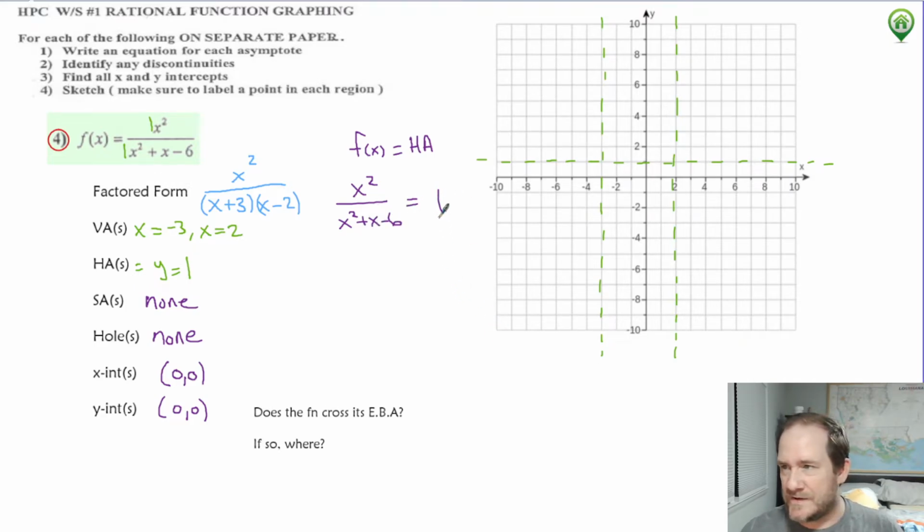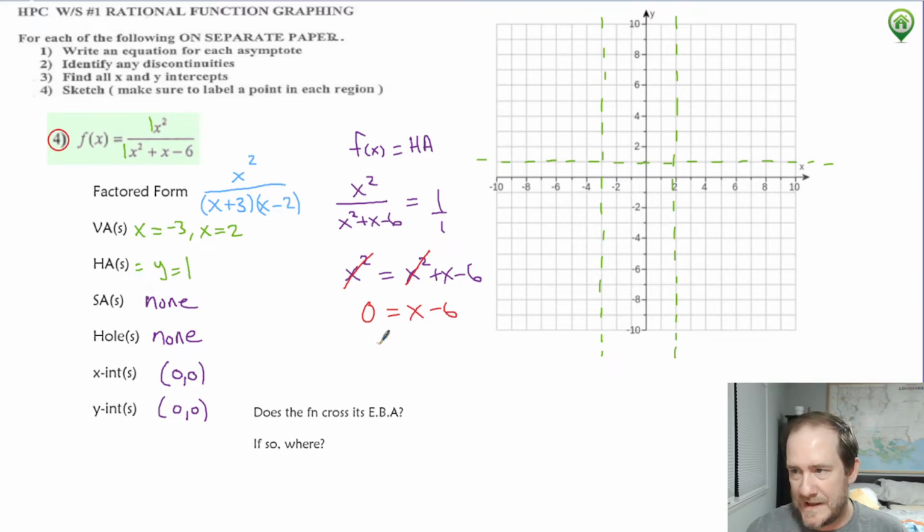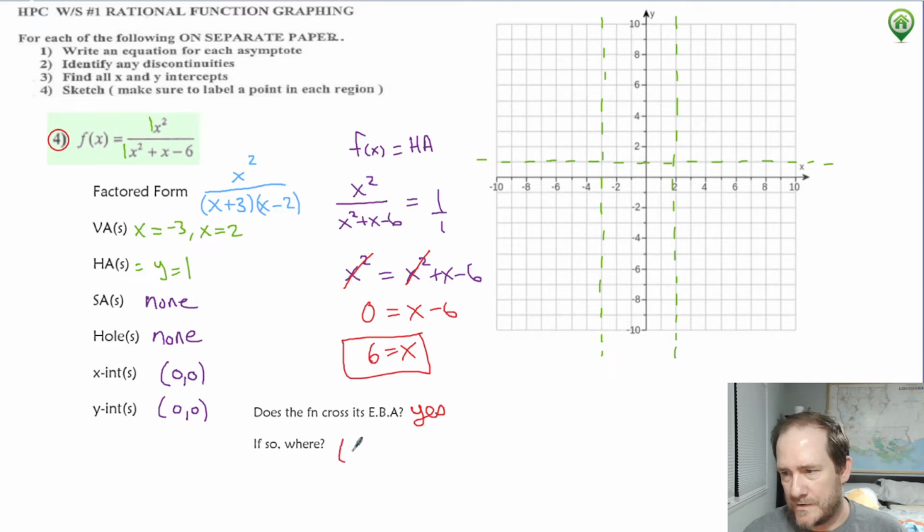So now essentially you're cross multiplying. You get x squared equals x squared plus x minus 6. Immediately you can just subtract x squared from both sides to get that to cancel. So you now have 0 equals x minus 6. Then you add 6. And because we do have a solution here of 6, do we cross? Yes, we do. And if so, where? We cross at a point whose x-coordinate is 6.